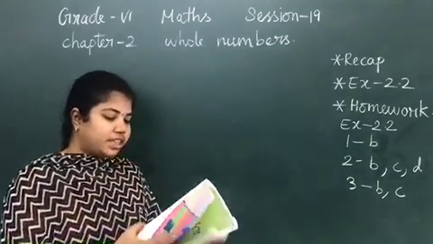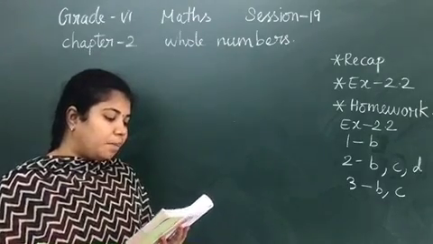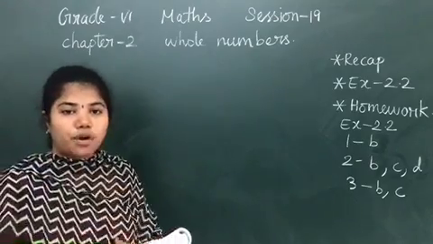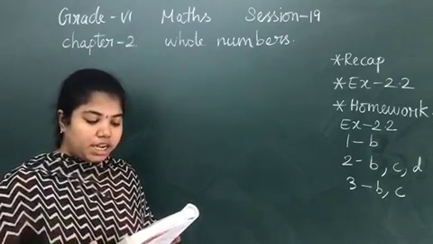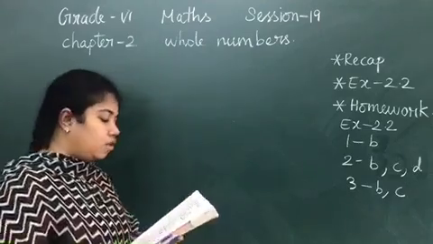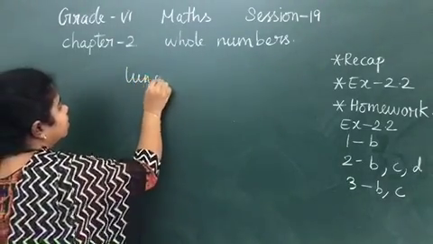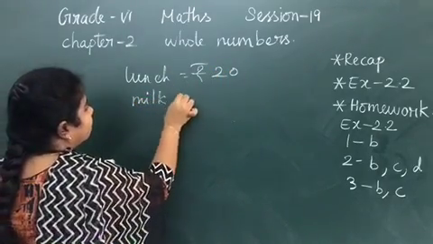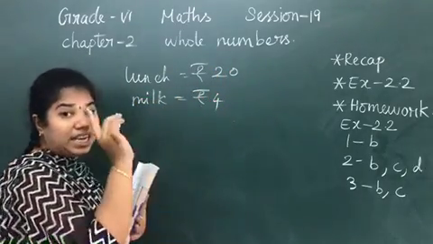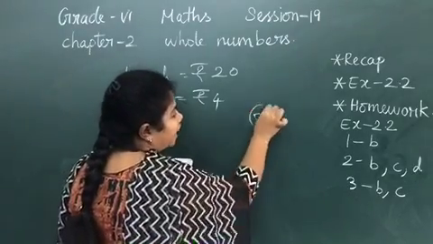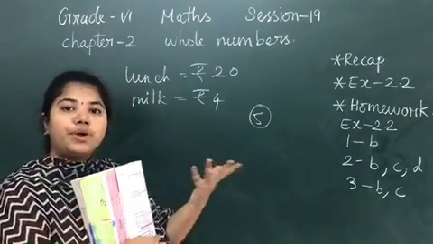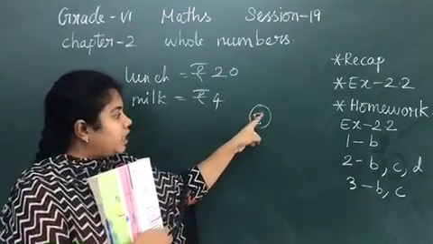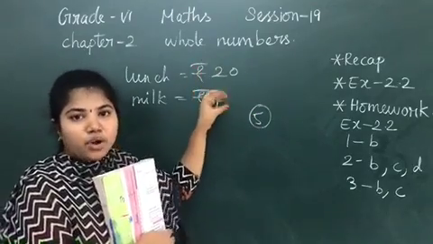Now, check the example on page number 39. Example 5. The school canteen charges ₹20 for lunch and ₹4 for milk each day. How much money do you spend in 5 days on these things? So what is the amount spent for lunch? Lunch is equal to ₹20 and milk is equal to ₹4. This is for each day. You are going to find it for 5 days. So there are two methods. Either you can add these two and multiply by 5, or you can multiply 5 to each number, then add.